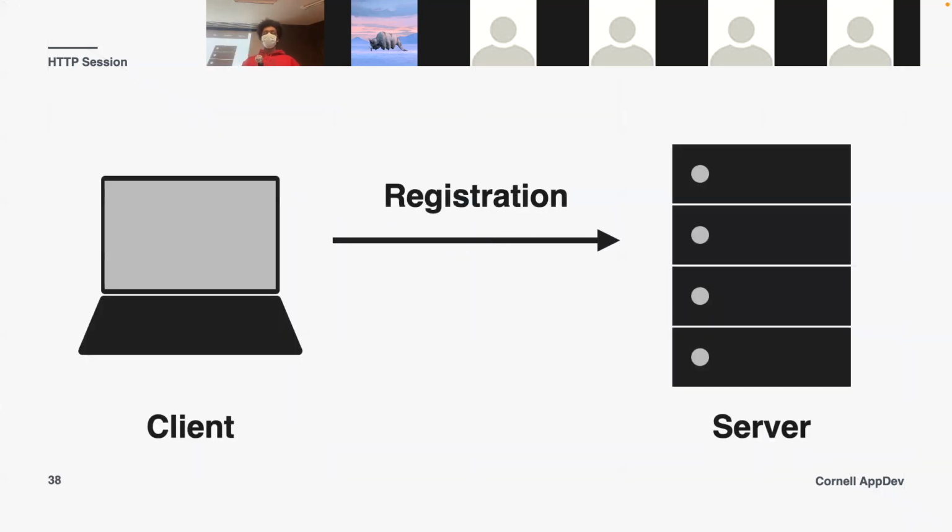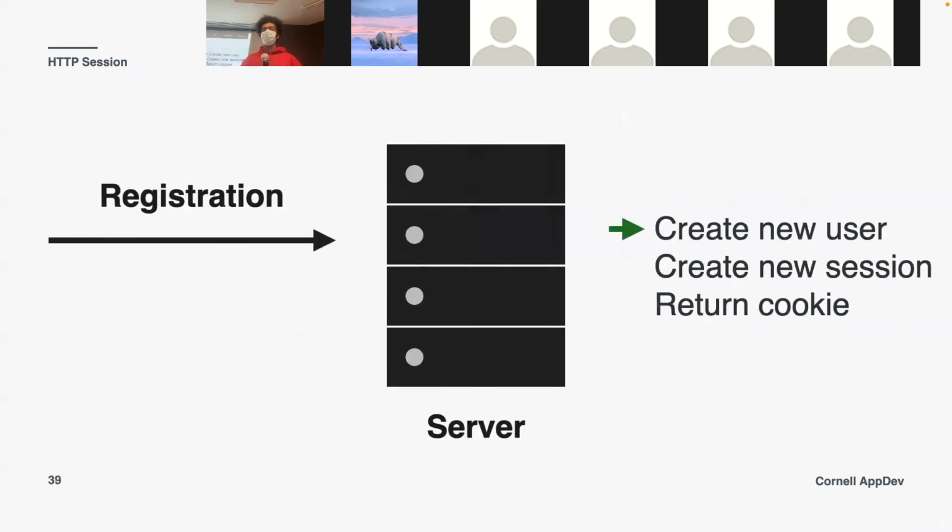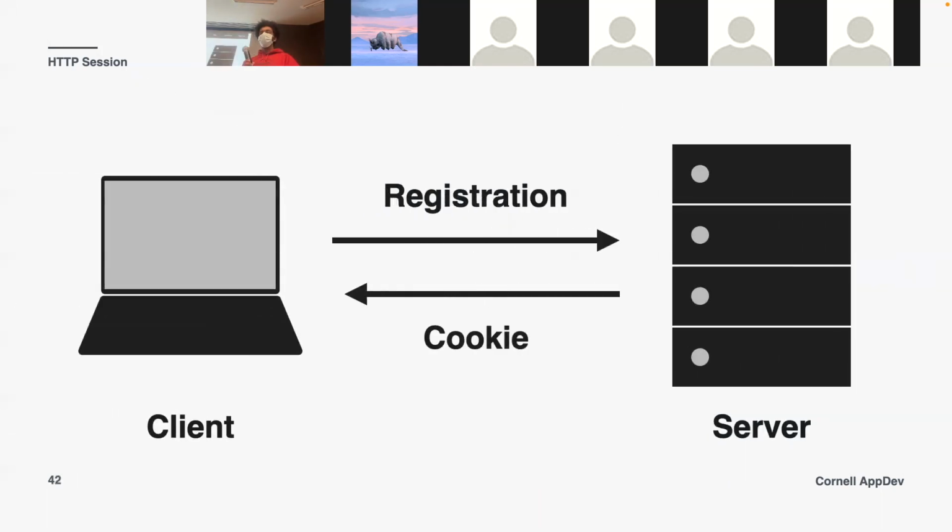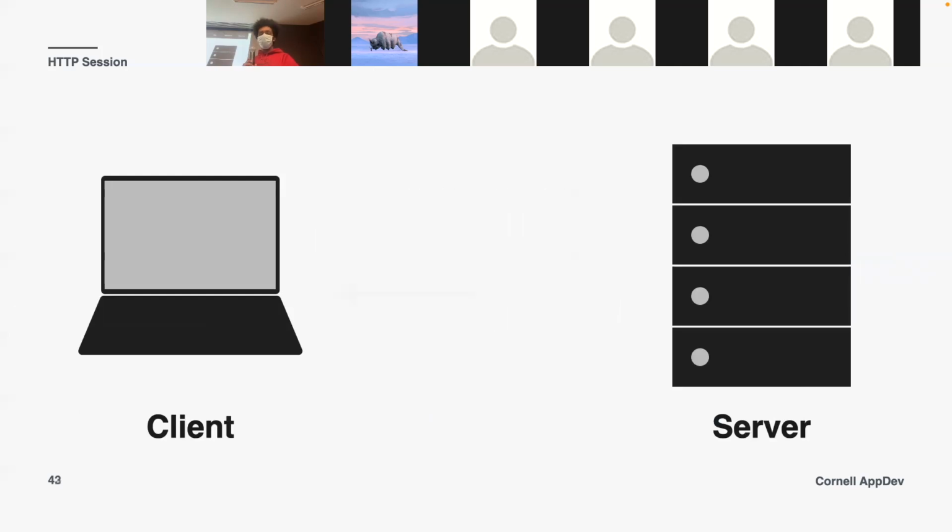So on registration, we send the username and password to the server. The server then creates a new user, stores it in a database, and then creates a new session, because after you register an account, you typically want to be logged in afterwards. So it'll create a session for you and return the cookie with that session, which will essentially log you in after you register. Then the cookie is sent back to the client and stored in their browser. So now they'll be authenticated in the future.